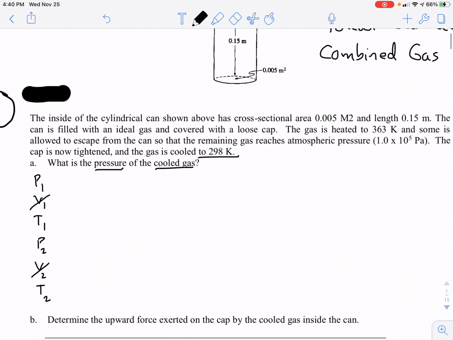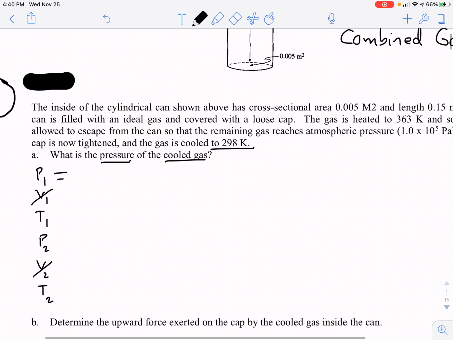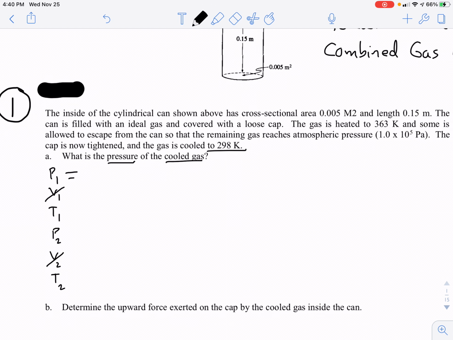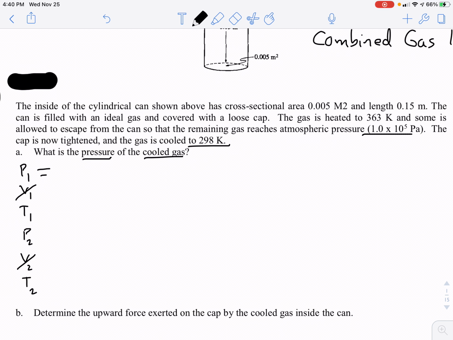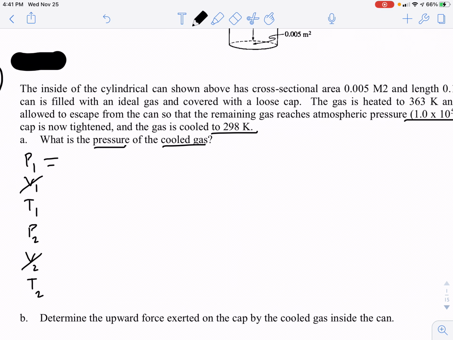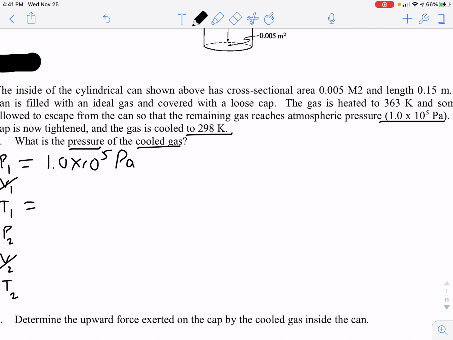Pressure P1 is 1.0 times 10 to the 5 pascals, 1 atmosphere, essentially. The temperature at that is 363 Kelvin.